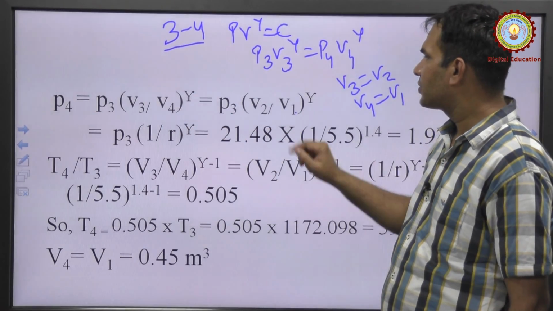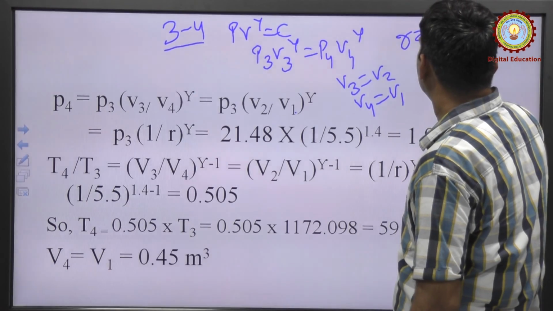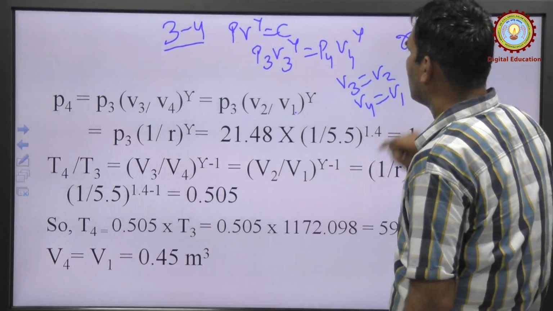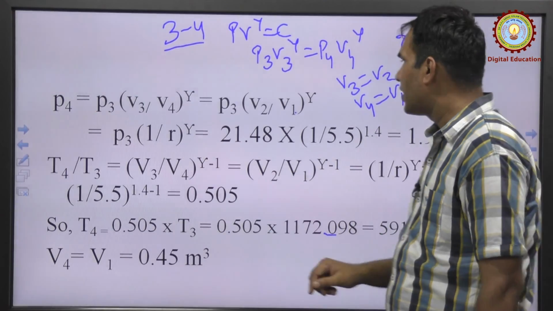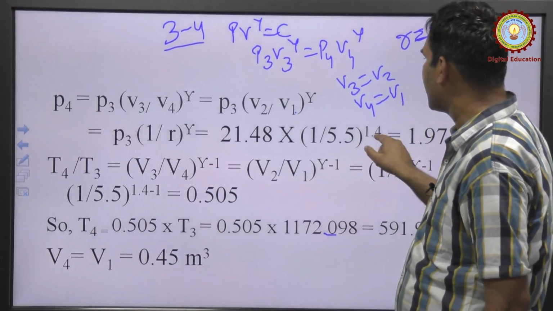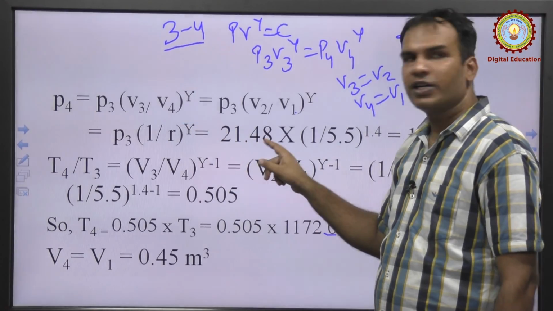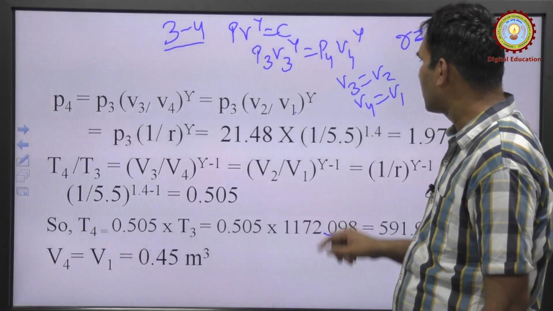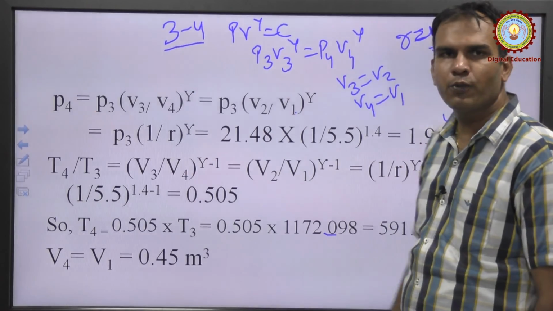R is V1 by V2, so V2 by V1 is 1 by R, and gamma is the ratio of specific heat, that is 1.4. So putting these values here, P3 is 21.48 and R is 5.5. So we get the value of P4 as 1.97 bar.